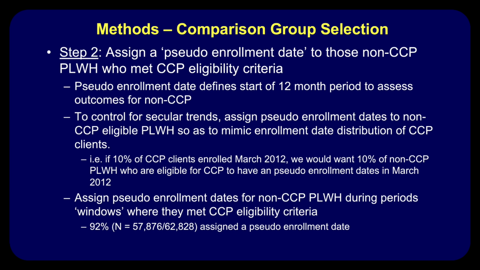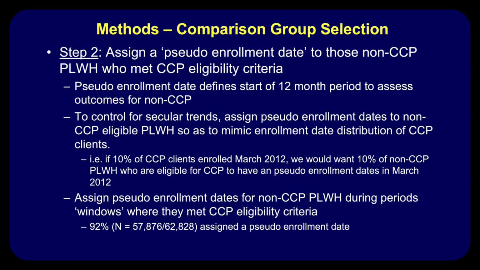And to control for secular trends, these need to be matched such that the enrollment dates of the non-CCP group, the distribution of enrollment dates mimics that of the enrollment dates distribution for the care coordination clients. So just to make it more concrete, if 10% of the care coordination clients enrolled in March of 2012, we would want 10% of the non-CCP comparison group to have a pseudo enrollment date of March 2012.